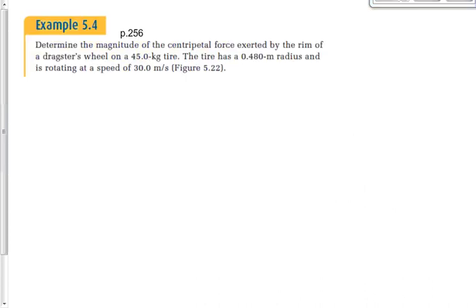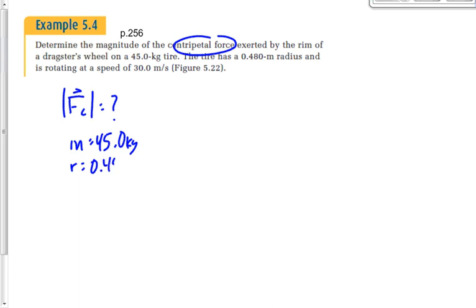Got another one to do here right now. 5.4 on 256. This one says, determine the magnitude of the force on the rim of a dragster's wheel on a 45 kilogram tire, if the tire has a 0.480 meter radius and is rotating at a speed of 30 meters per second. Centripetal force this time, right? We're not looking for acceleration, we're looking for force. My mass is 45.0 kilograms. My radius is 0.480 meters. My speed is 30 meters per second.